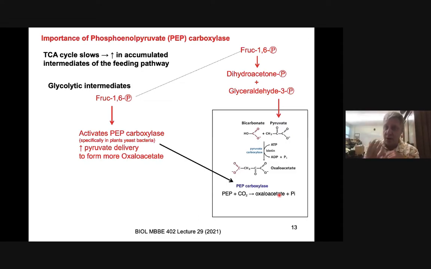So when we slow the TCA cycle, we're basically wanting to slow down the oxaloacetate production and move that oxaloacetate outside to the phosphoenol pyruvate system.